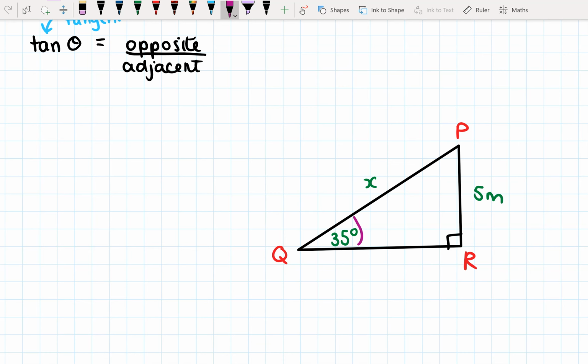You can see the 5, that is opposite the 35 degrees, so this is our opposite. And if you just write an O there, it will really help you. You don't have to write the whole word, just O for opposite. And PQ is, as always, the hypotenuse. So we have our SOH CAH TOA.